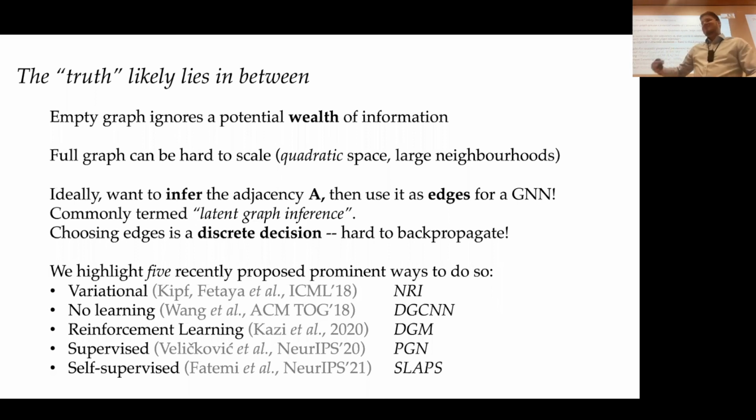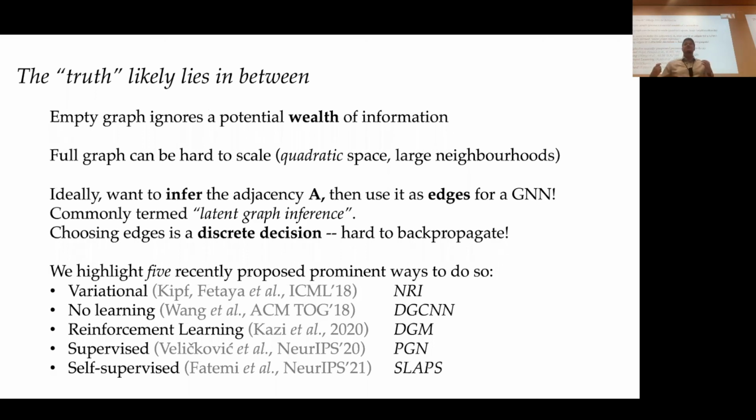And many recent developments on transformers try to use some tricks from GNN literature to scale them up, basically to sparsify that attention mechanism, right? So transformers are also becoming more like GNNs when you scale them up to much larger contexts. But what do you actually want, right? You want to somehow figure out the adjacency matrix A, right? And actually infer a masked adjacency matrix A and use it as edges for a GNN. And this is what we commonly call latent graph inference.